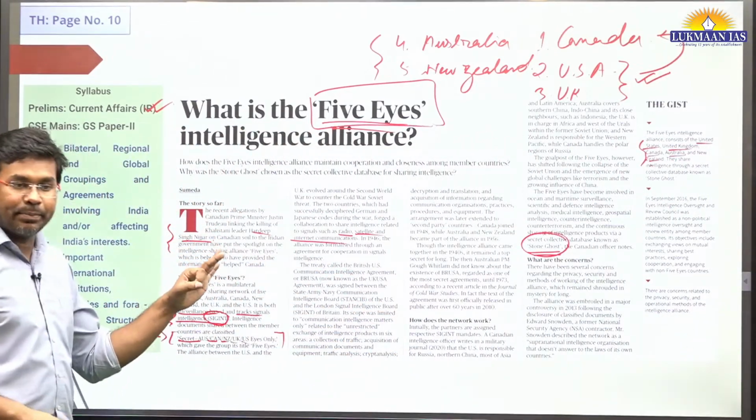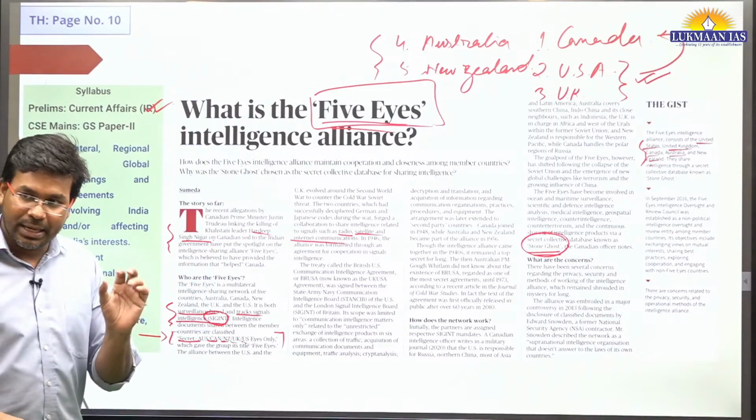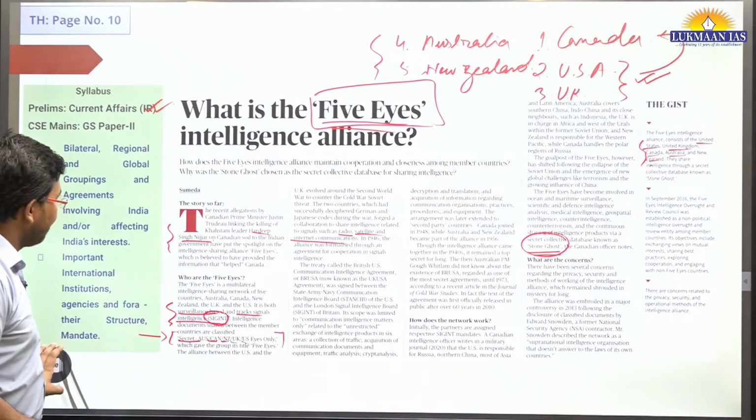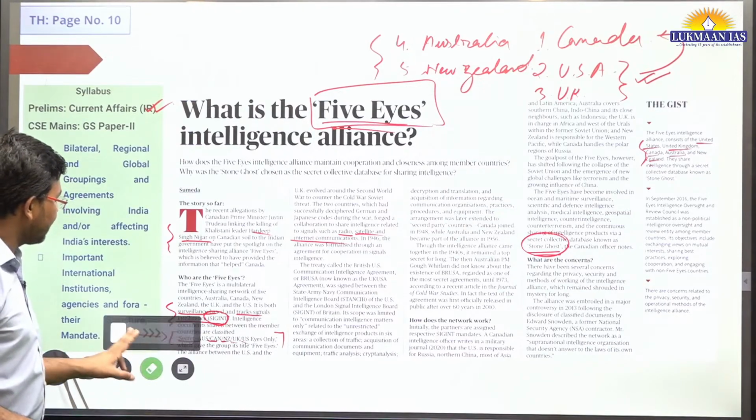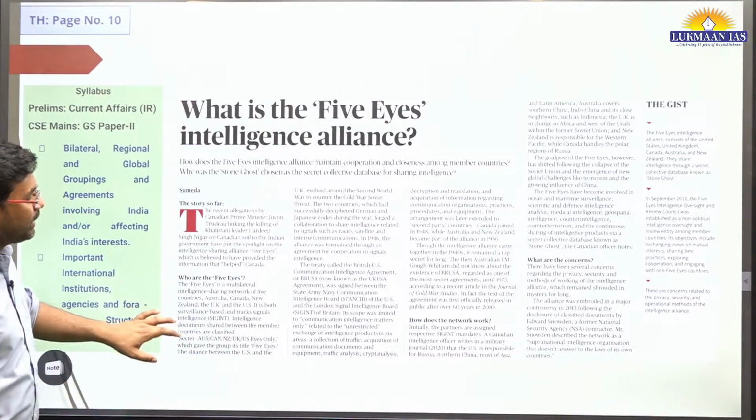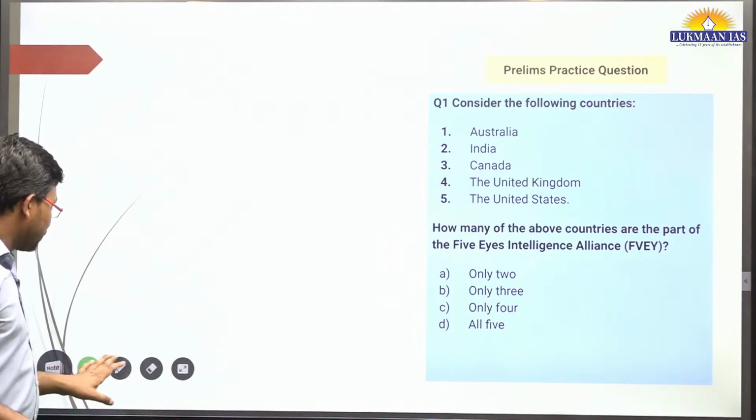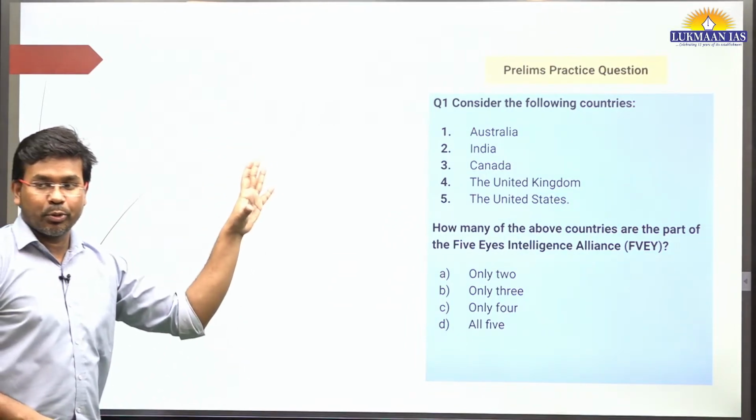So the Canadian Prime Minister has made allegations against India, but those allegations have been outrightly rejected by Indian authorities. That's the thing. So with this, we are going to solve a question related to this.